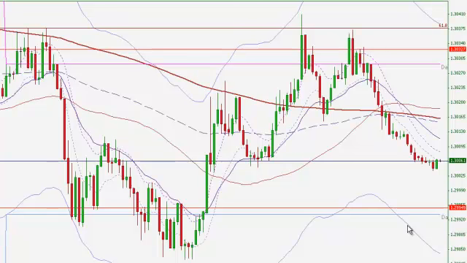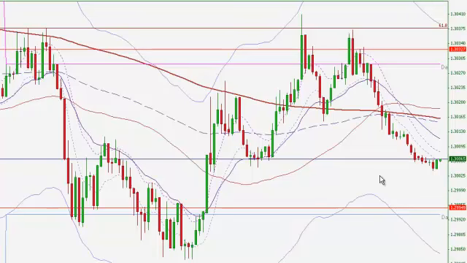So for example, I am taking a trade right here at 130.07. Let's say I'm looking for a target of 130.47. Then I would want my stop to be, let's say, 129.84. I would want that stop to be 20 pips, or maybe a little bit over 20 pips.